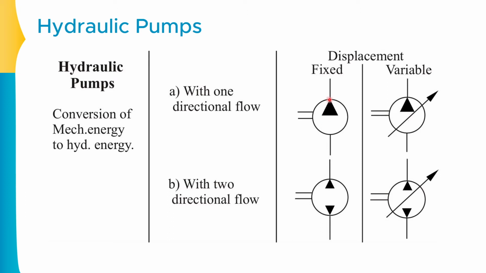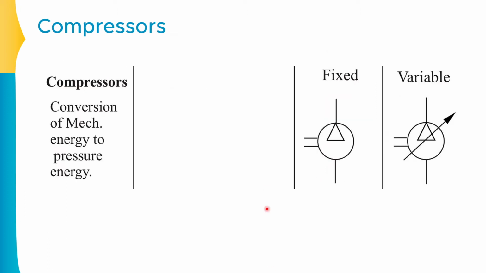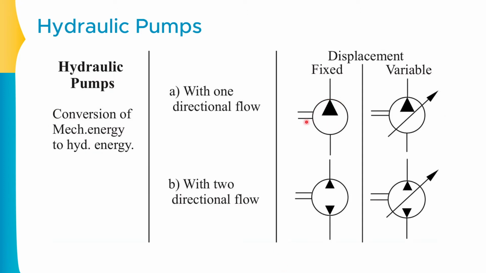But if this arrow is a hollow arrow, with a similar symbol but having the hollow arrow, this will be a compressor, because it is actually compressing the air. It is doing a similar thing, conversion of mechanical energy into hydraulic energy, or say fluid energy, but it is actually transmitting that energy into the air. So this is known as the compressor, because it is transmitting energy to the air or gas, and this one is known as the pump, because it is transmitting energy to the liquid.